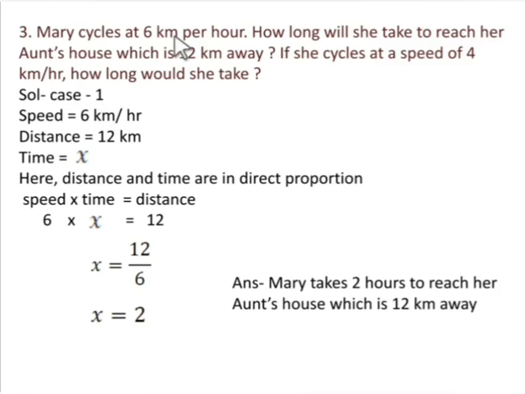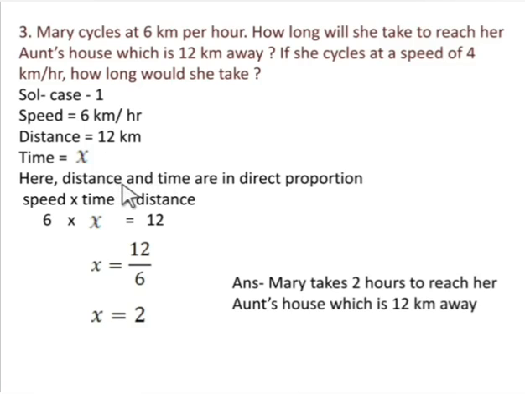In the first case, the speed is 6 km per hour. Now you have to find how long she will take to reach her aunt's house, which is 12 km away. That is, you have to find the time required to cover 12 km. From the speed it is clear that in 1 hour she travels 6 km. So you have to find the time required for 12 km. This is an example of direct proportion. Here time and distance are in direct proportion.